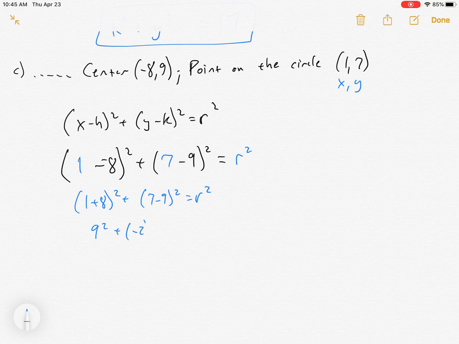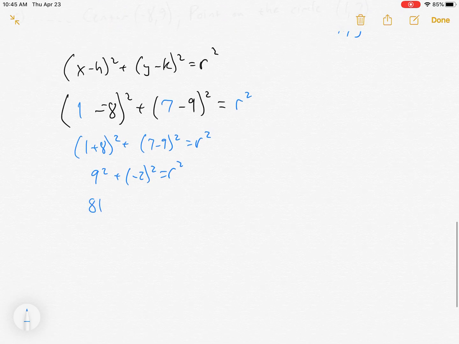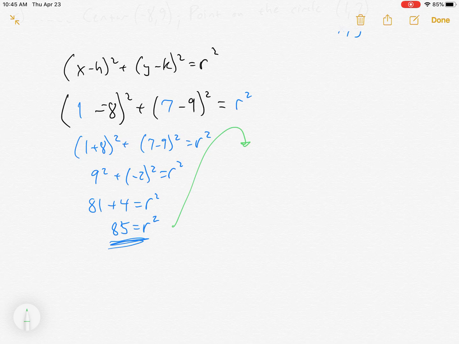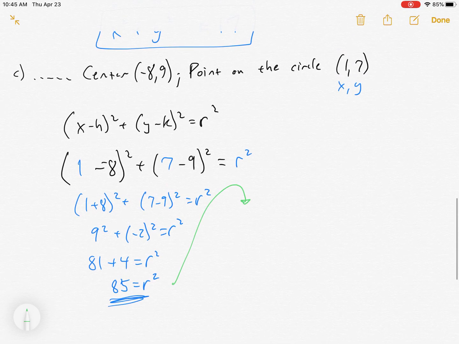So this becomes 1 plus 8 and 7 minus 9. I guess I could have done that a little bit quicker, but so we have 9 squared plus -2 squared equals r squared. 81 plus 4 equals r squared. And you might be thinking, oh, great, I have to simplify this down. Actually, this can't be simplified, but even if it could be, we don't need to simplify it, because what does the circle equation call for? It calls for r squared.